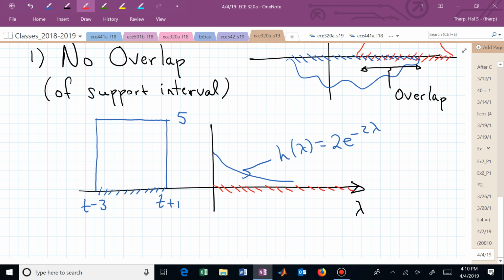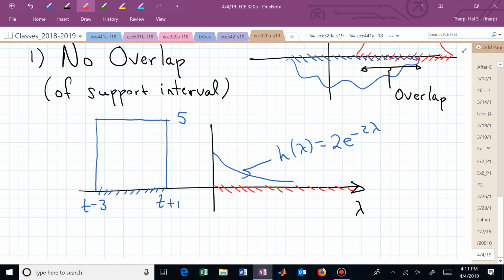No. And when do you see this overlap pattern? Hopefully you can see that as long as this edge of x of t minus lambda, which is t plus 1, stays to the left of lambda equals 0, we have this picture. We have no overlap. And this is forming the integrand of our convolution. And what's y of t going to equal if h times x of t minus lambda, that product produces nothing, does it? So the output is 0 as long as you have this pattern.